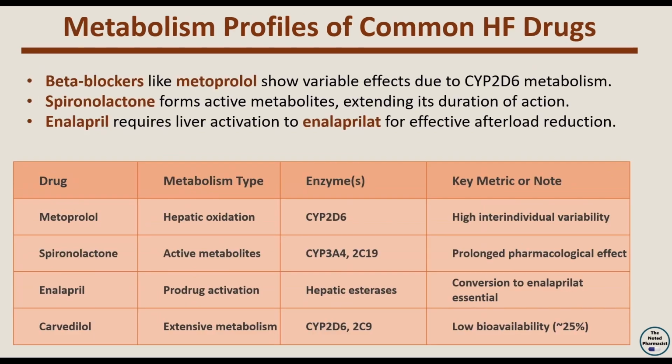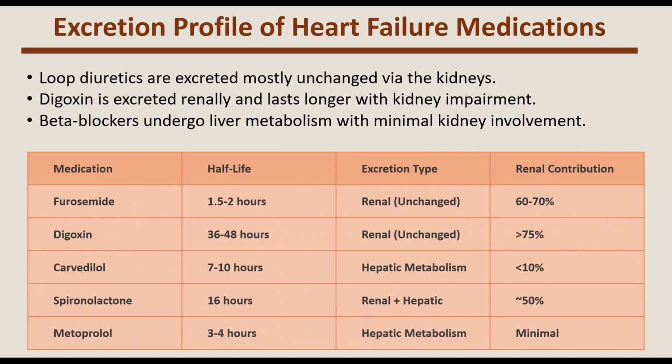Metabolism. Heart failure drugs are metabolized by various hepatic pathways. Beta blockers, including metoprolol, undergo extensive metabolism via CYP2D6, contributing to interindividual variability in response. Spironolactone, an aldosterone antagonist, is converted into multiple active metabolites, prolonging its pharmacological effects. In contrast, enalapril is a prodrug that is activated to enalaprilat by hepatic esterases, a key step for its efficacy in reducing afterload. Excretion. Elimination routes differ across these drug classes.